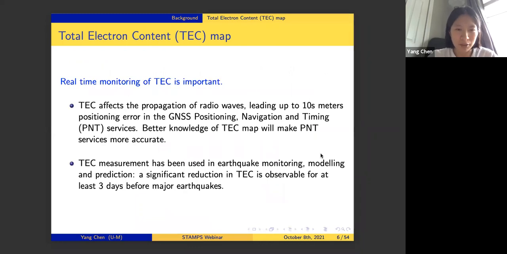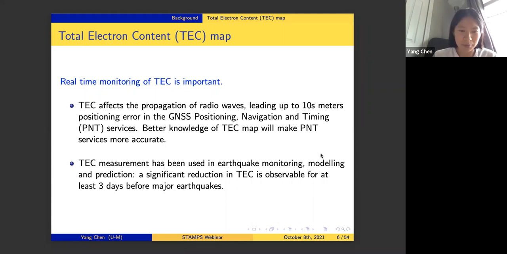The real-time monitoring of the total electron content is quite important. In one aspect, the total electron content affects the propagation of radio waves, leading to tens of meters of positioning error in the GNSS positioning, navigation, and timing services. So better knowledge of this total electron content map will make our services more accurate. That's why the real-time monitoring is really important.